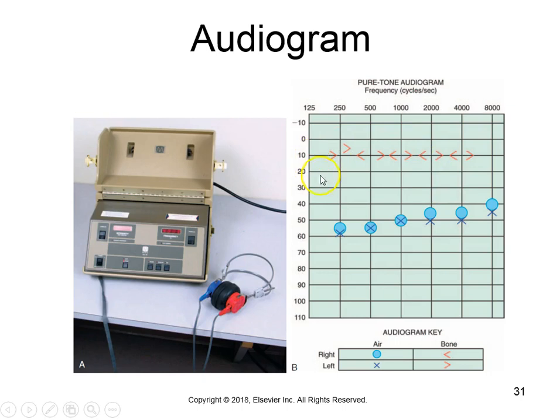So normal range would be up here in the 10 to 20-ish. Moderate hearing loss would be here, and then the lower down you go means the louder it has to be for you to hear it. So that would be showing you severe hearing loss. And both ears can be different. Sometimes they're the same.